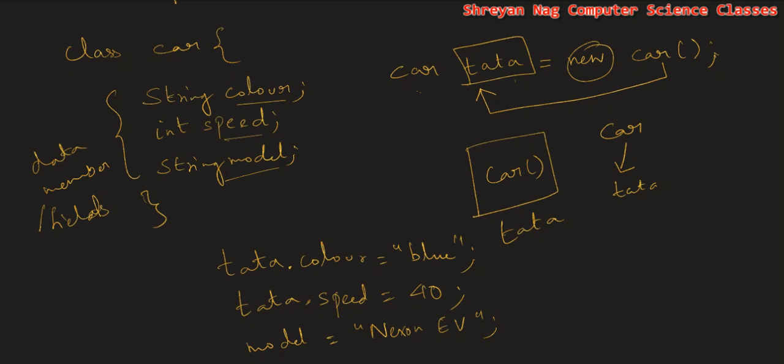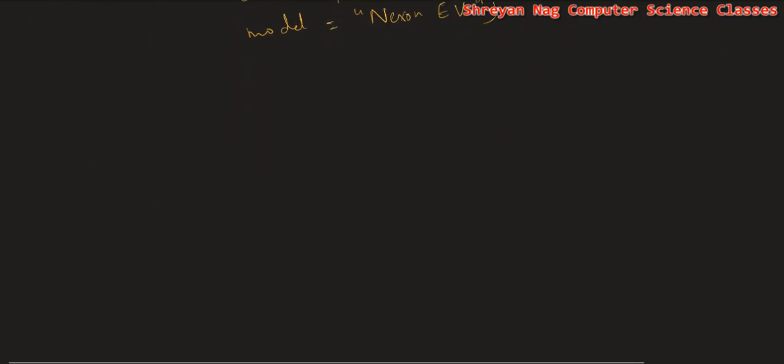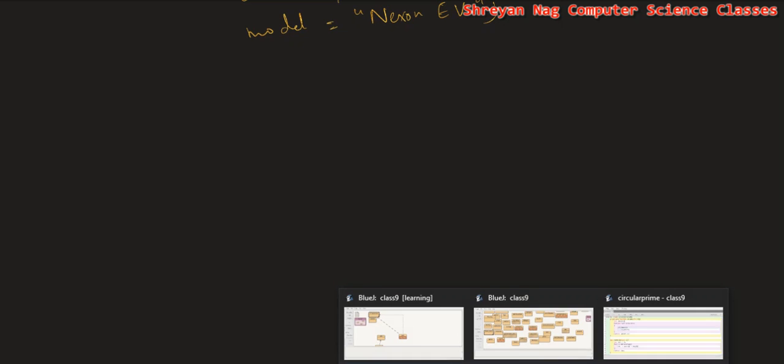Now the final part, displaying data onto the screen. To display our data onto the screen, we need to use System.out.println. So let us write a program to demonstrate this.